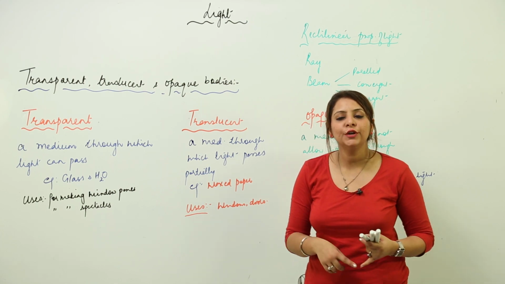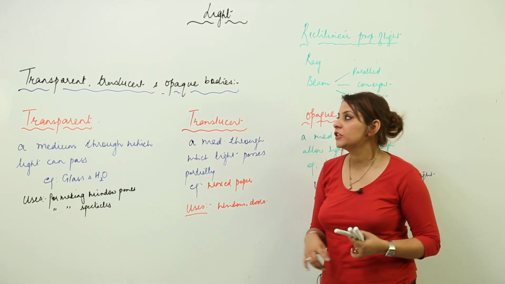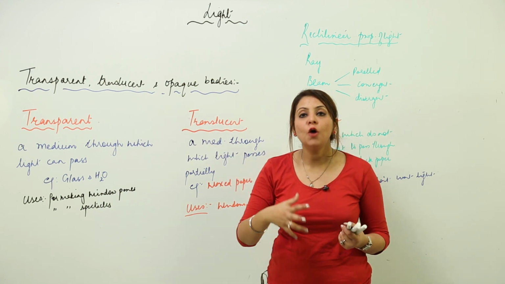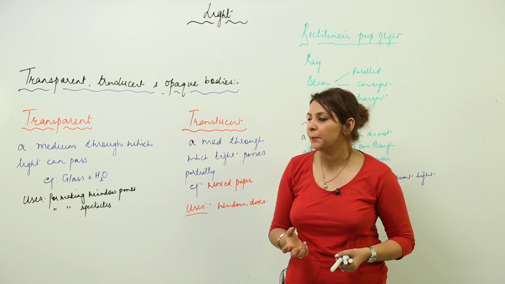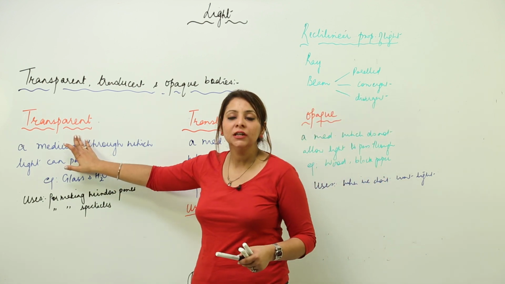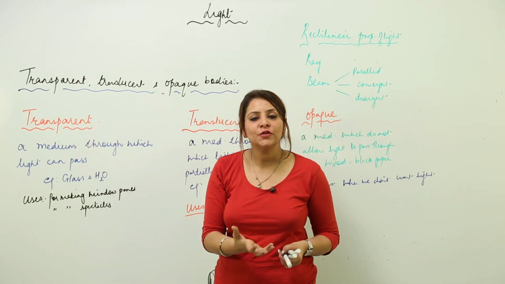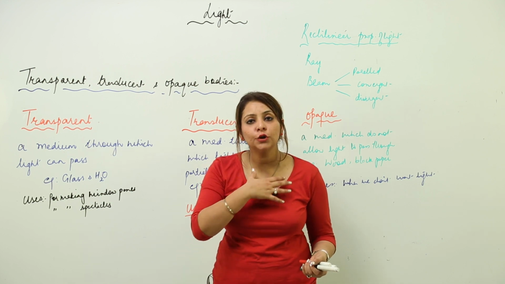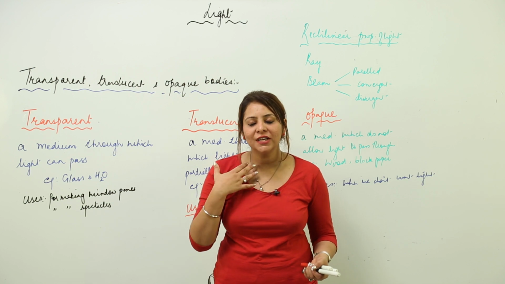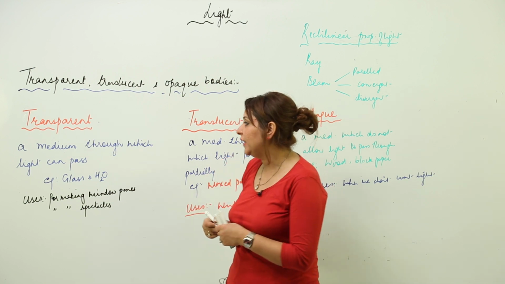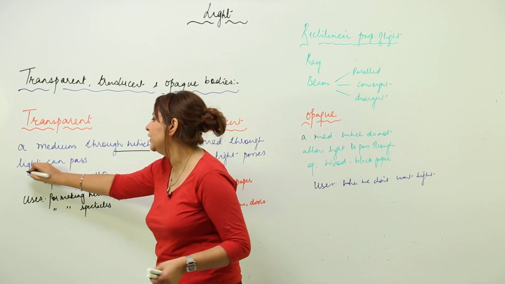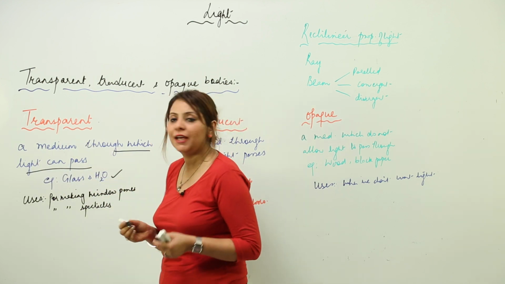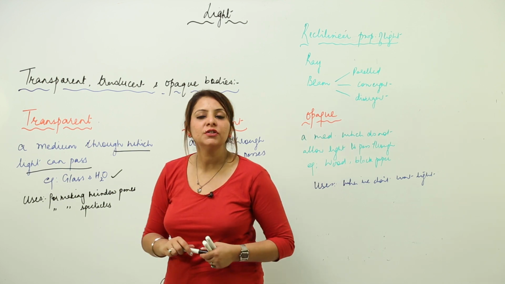Now, the other classification, as we were talking about, is transparent, translucent and opaque, depending upon how much light they allow to pass through them. So we have a transparent one. As the name suggests, the substance appears transparent. It is clear and allows all the light to pass through it. When a medium allows all the light rays to pass through it, it is said to be transparent. For example, glass and water are transparent.